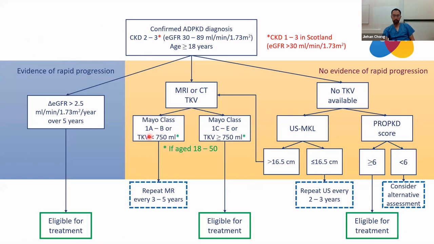And to the absolute TKV criteria, I think that an age qualifier should be added in order to match up with the inclusion criteria for the Tempo 3-4 trial, which is what this absolute cutoff is based on. Also, given our pro-PKD data, I think that for patients with a pro-PKD score of less than 6, you should consider alternative ways of assessing them.